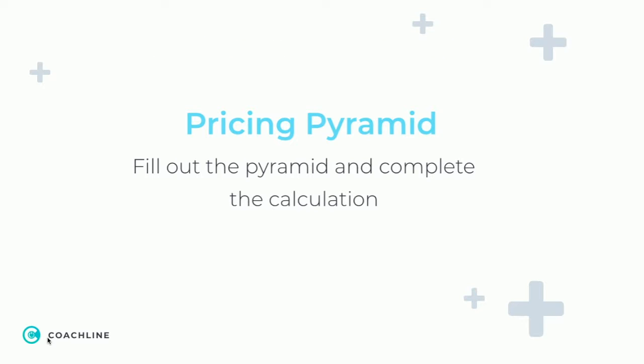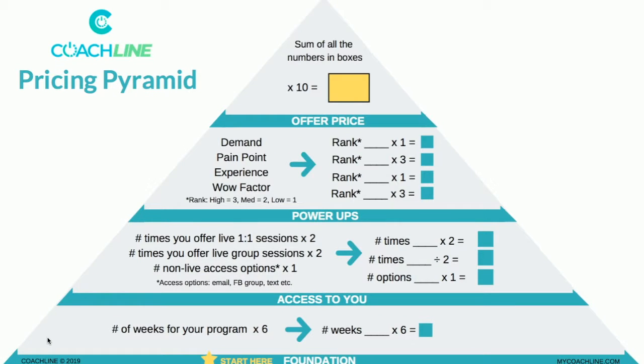So the pricing pyramid, you're going to be given a pyramid and you're going to fill out the pyramid and complete the calculation. So it'll make a little bit more sense once I show it to you. So let's check it out. So this is Coach Line's pricing pyramid. It looks like a lot of stuff, right? But it's going to help you, especially if you're a newbie and you're just getting started and you literally have no idea where to start. You don't even know how much you should price it, or maybe you already have a price and you just want to check to see if it is in the right range.